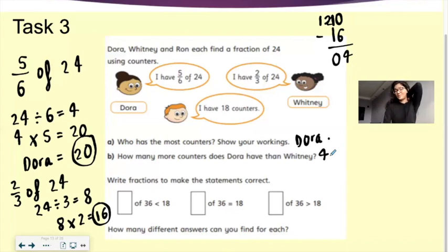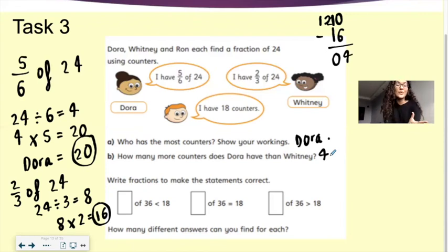Now your next part of your question is write fractions to make the statements correct. So have a go at doing that for me. And because the answers will actually be very different depending on the person, you can write your answers, put them onto Tapestry, and then I would love to have a look. And then once you've done that, you can tell me how many different answers you can find for each, or you can write down those different answers, and then I'll have a look.